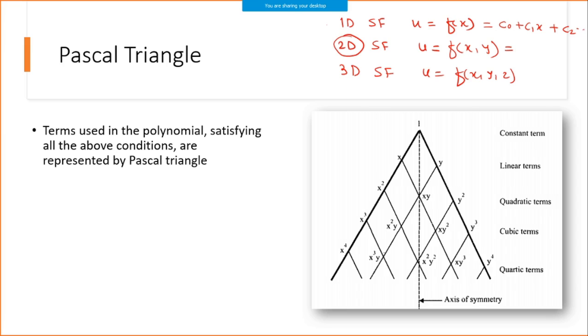For that purpose I should have all the terms, and there is a triangle called the Pascal triangle, if I am going to analyze a triangular or rectangular element. This is the constant term. These two are the linear terms. These three are the quadratic terms, because if you sum the powers of these two variables, that is what it is called. Similarly, these are the cubic terms.